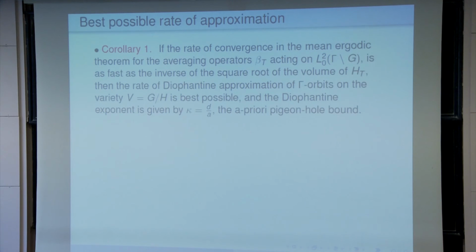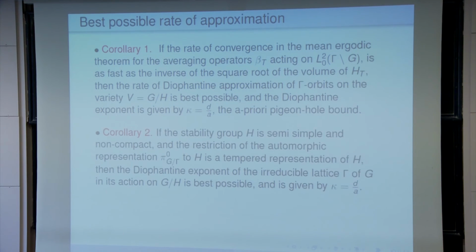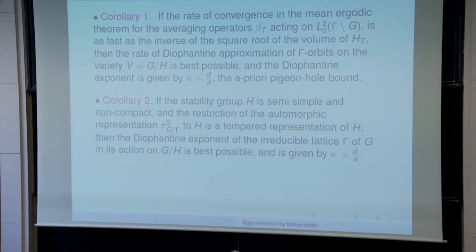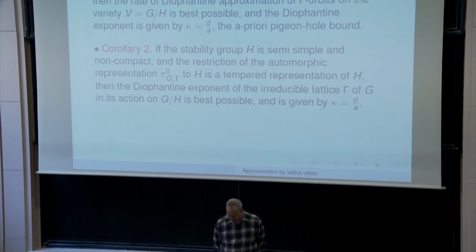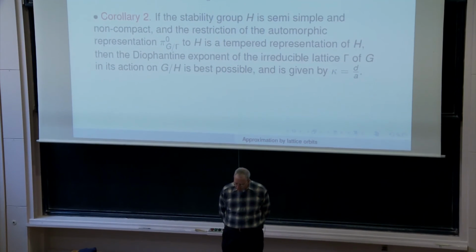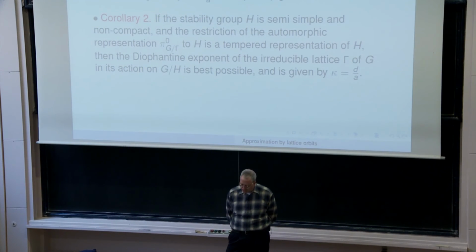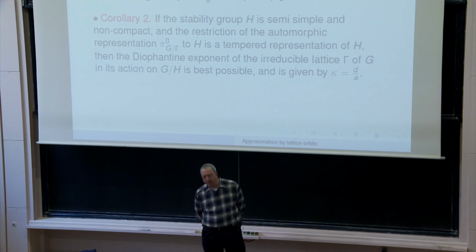So how do we realize this decay? For example, if the stability group H is semisimple and non-compact, and the restriction of the automorphic representation π of G mod Γ to H is a tempered representation of H, then the Diophantine exponent of the irreducible lattice Γ of G in its action on G mod H is best possible, and again given by D over A.